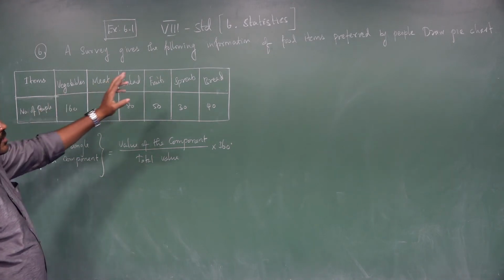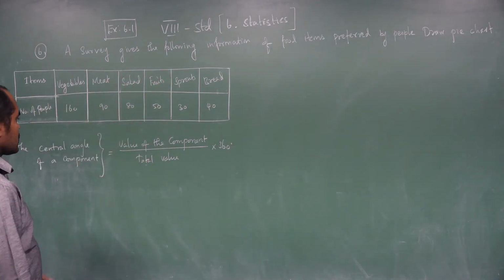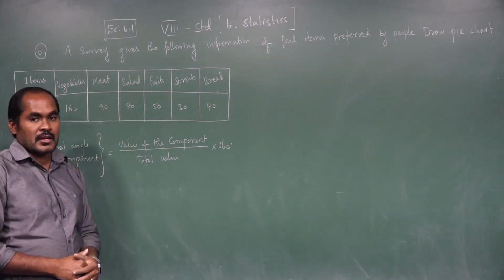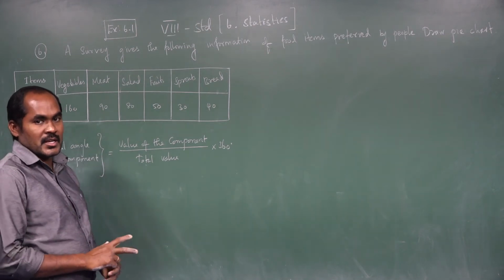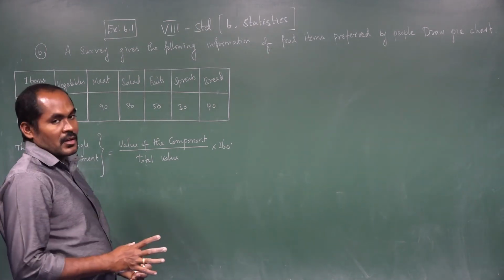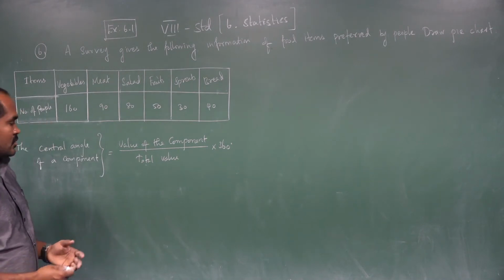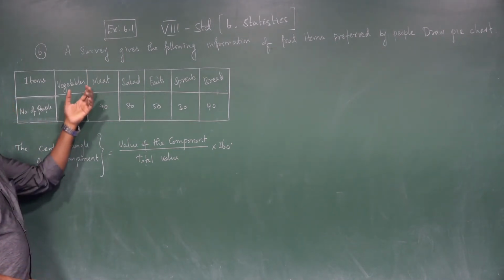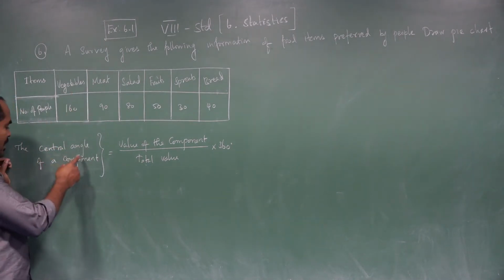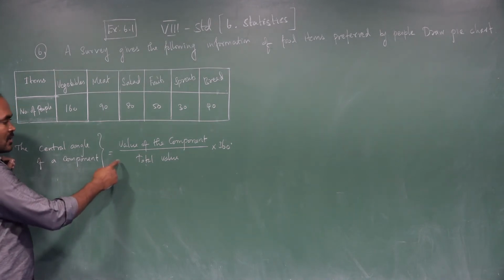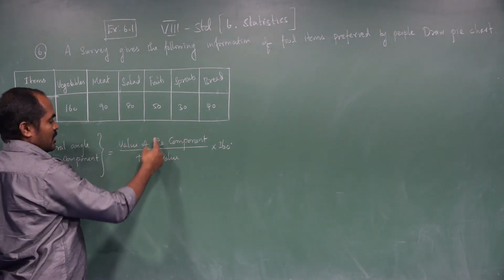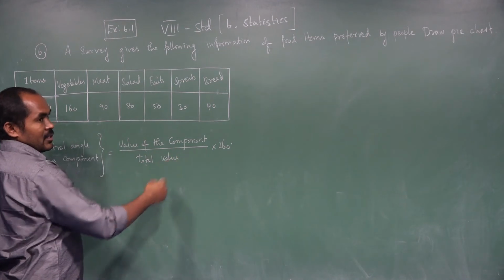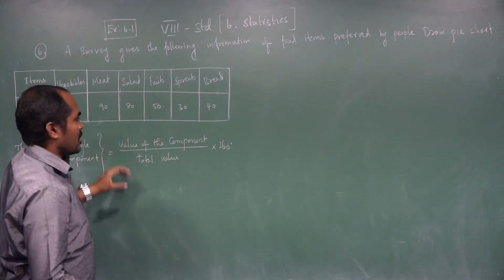So our question is to draw a pie chart. A pie chart is a circular graph, right? You want the central angle of each component. The central angle of each component is equal to the value of the component by total value into 360 degree. So this is the formula.